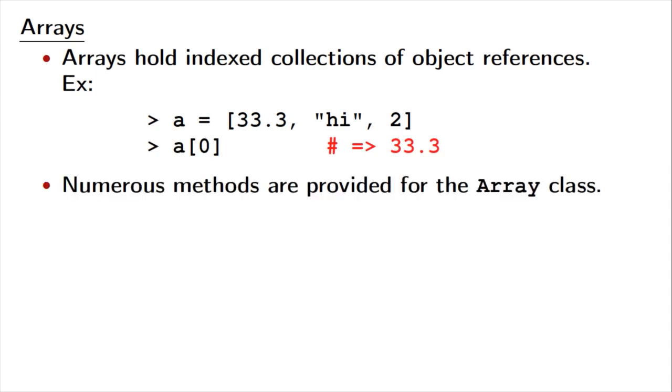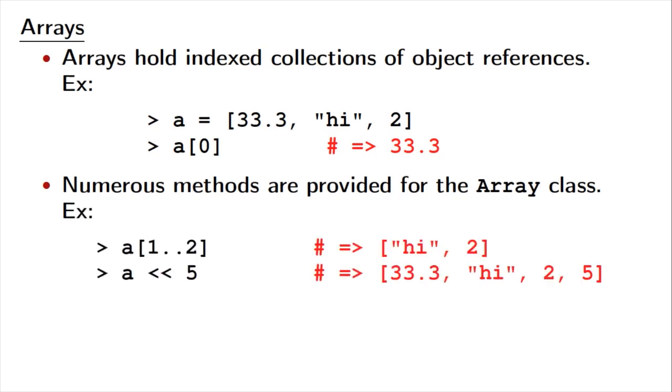There are numerous methods available for the array class. Let's take a look at a few of them. Just like strings, you can index a range. Here's how you append a value to the end of an array. You can have a negative index. Positive numbers index from the start of the array, while negative numbers start from the end of the array. So the index -1 returns the last item in the array.